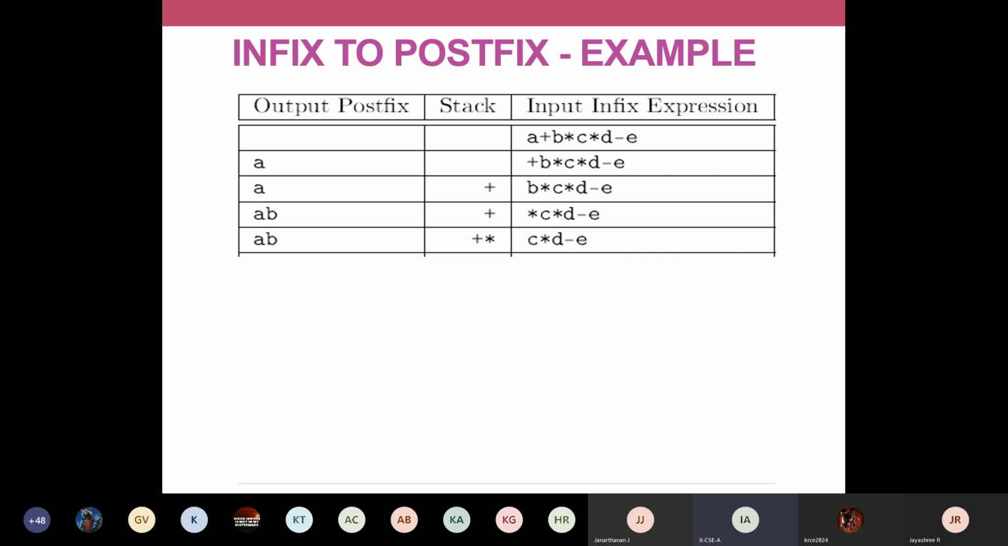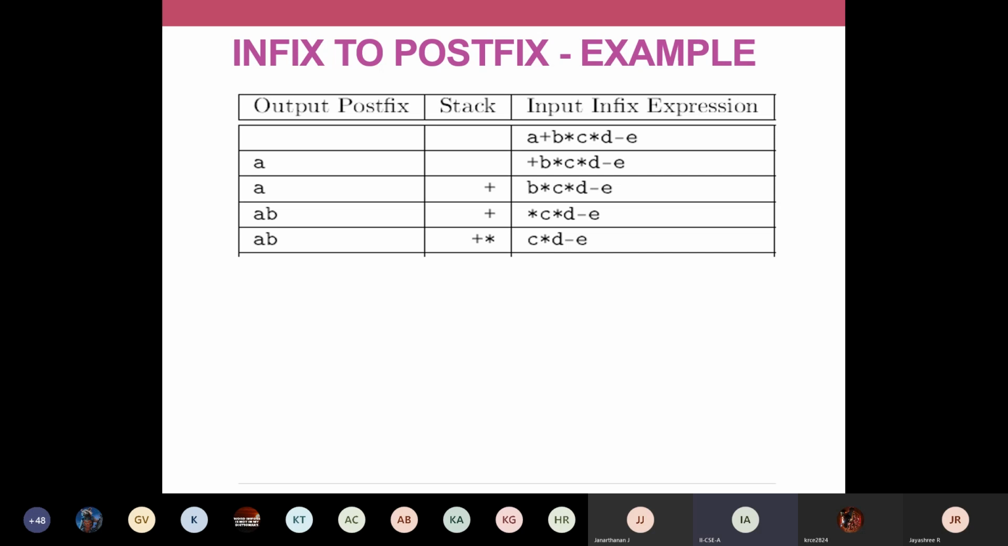If the precedence of the stack top is greater, you pop it and place it into the output. Otherwise, you push the input token into the stack, like how you have pushed the star. The star you have not placed in your postfix or your output. The star we have pushed onto the stack top.